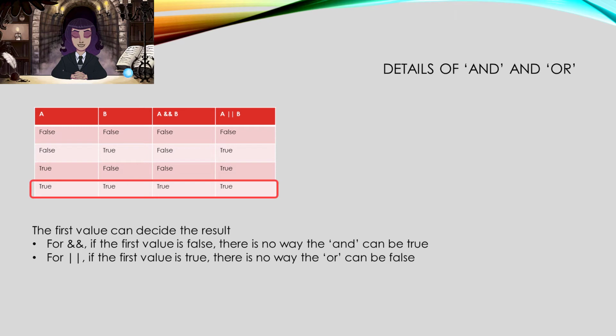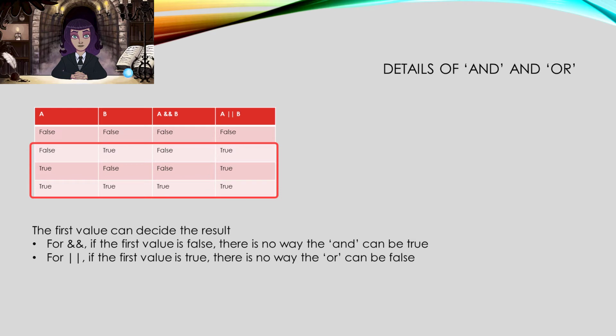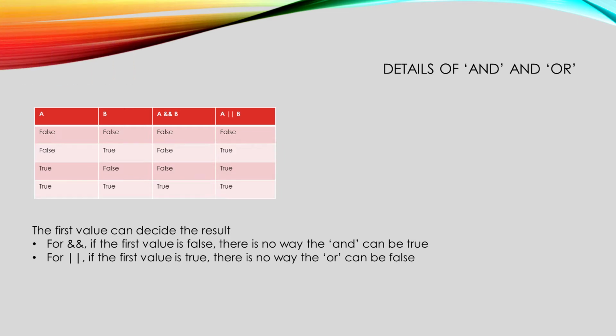You can see that A && B is true only if both operands are true. Only if A and B are true. A | B is true if either operand is true. If A is true or B is true. There is an important thing to notice from this table.